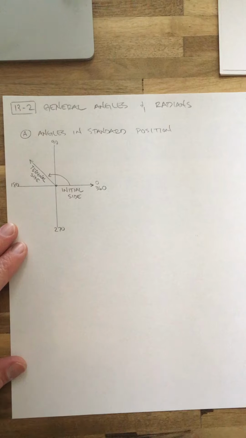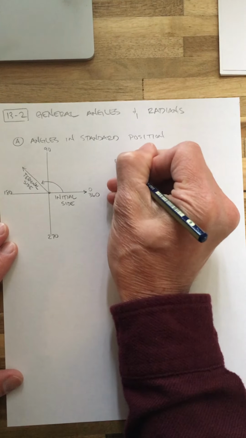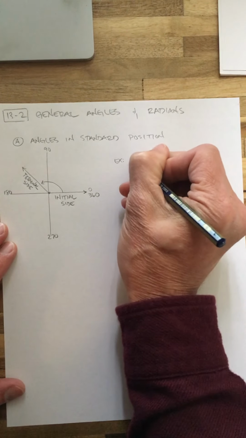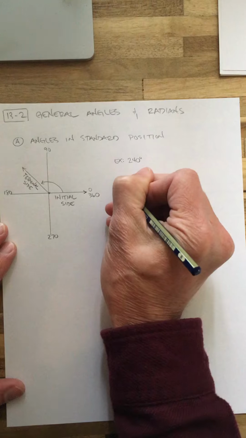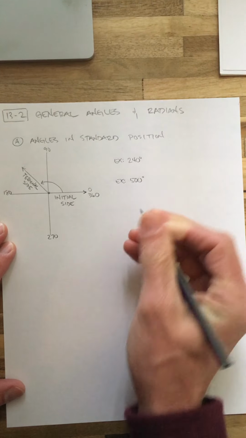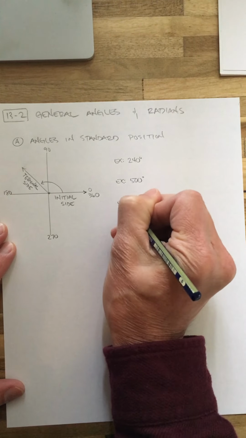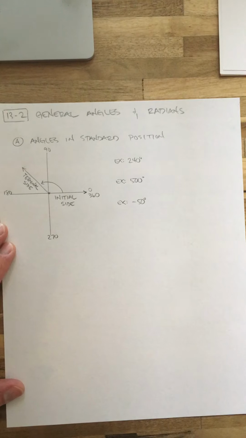And just really quickly, let's just kind of get warmed up with something like this. Let's find an angle that measures 240 degrees, okay? And then if you finish this one quickly, how about one that measures 500 degrees? And then if you can think about it, let's try to do one that measures negative 50 degrees. What do you think that angle would look like?